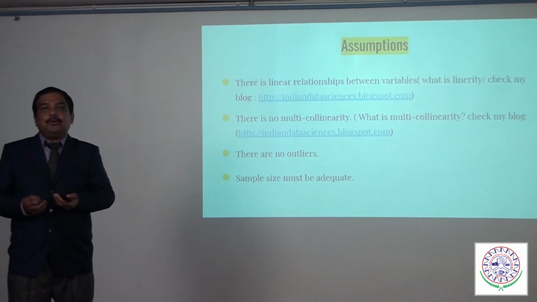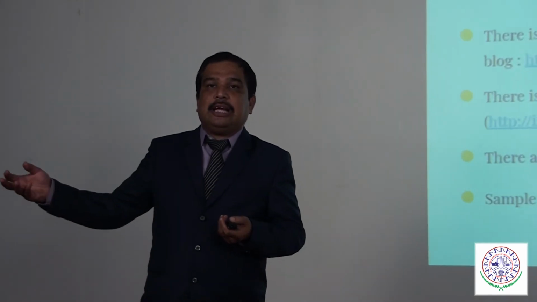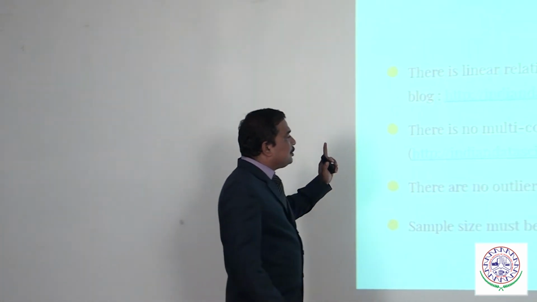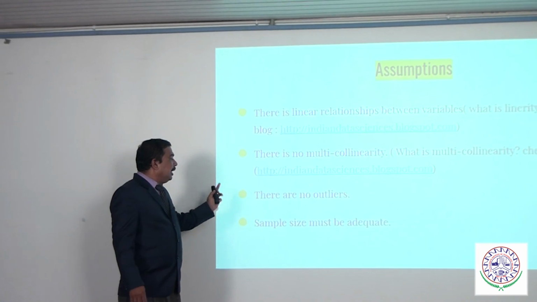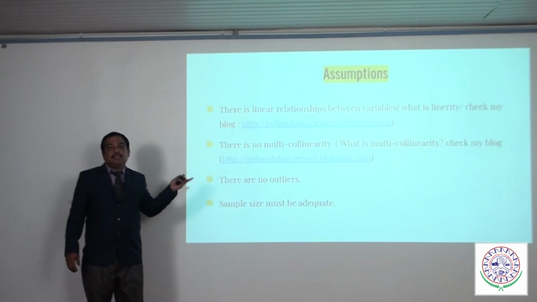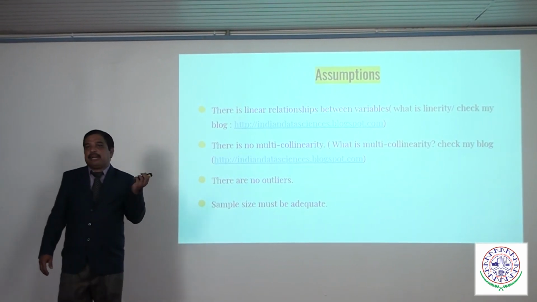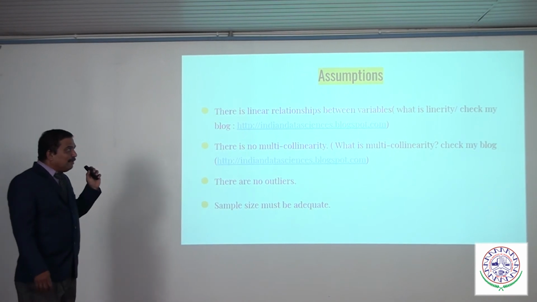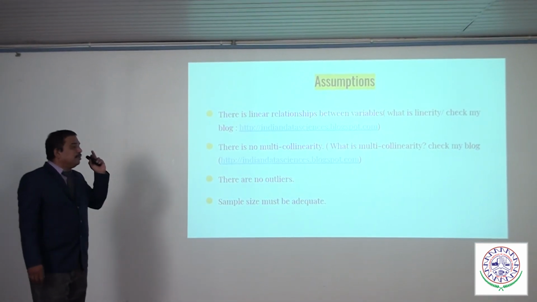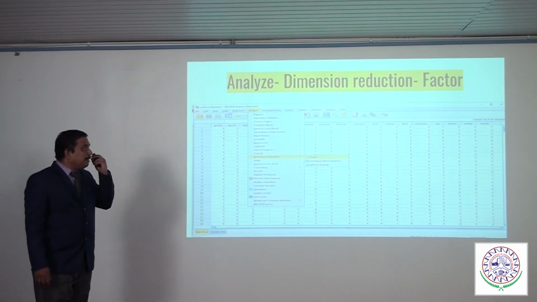Say you have a data set of 12, 13, 14. Suddenly you have another value, 85, which does not represent the data set. That we call an outlier. So factor analysis should not have any outliers. And there should be an adequate sample size. Usually it is referred that more than 149 samples should be there to conduct factor analysis. So what assumptions have we made? Linearity, no multicollinearity, no outliers, and adequate sample size.